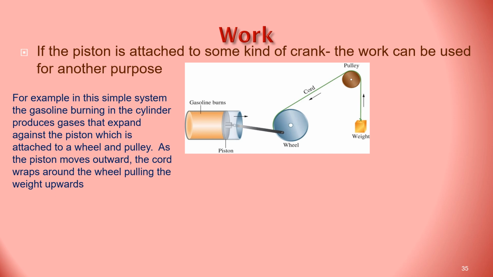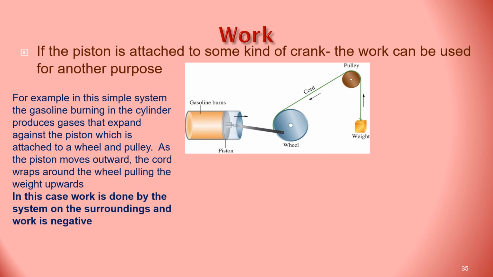If that's attached to a wheel, the wheel can do some movement, and you can see here that in this case, it's pulling a weight up. Anyway, the work can be done by this. That's why it's called work. So the reaction is causing work to the piston, which then can be used for other things. In this case, the work is done by the system on the surroundings, and so work is considered negative.